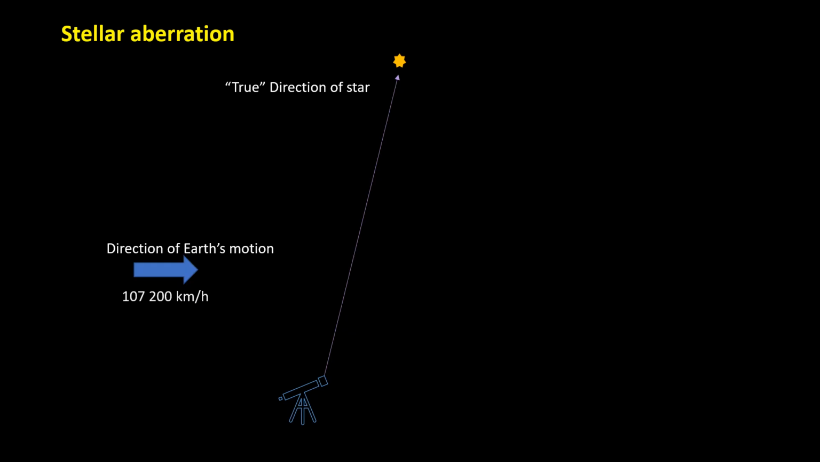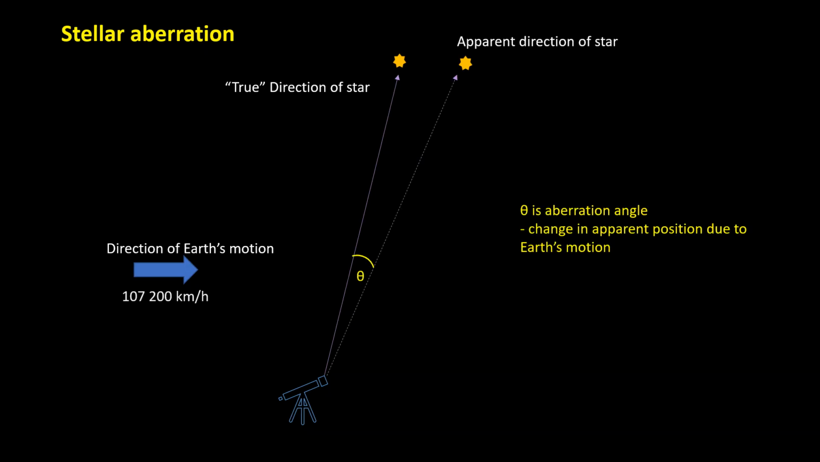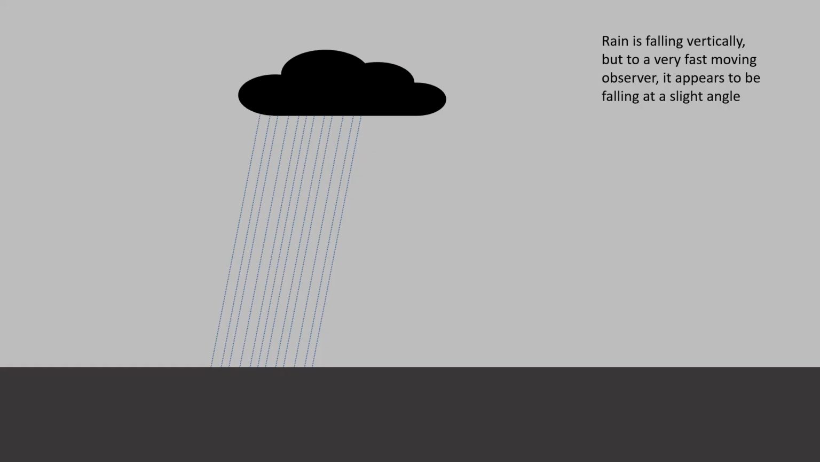The Earth is moving rapidly around the Sun, over 100,000 kilometers an hour, and this causes a slight shift in the apparent position of the star. It's actually been known about since the 18th century. This effect is a bit like when you move very rapidly through rain. You need to tilt your umbrella slightly forward in the direction of travel.